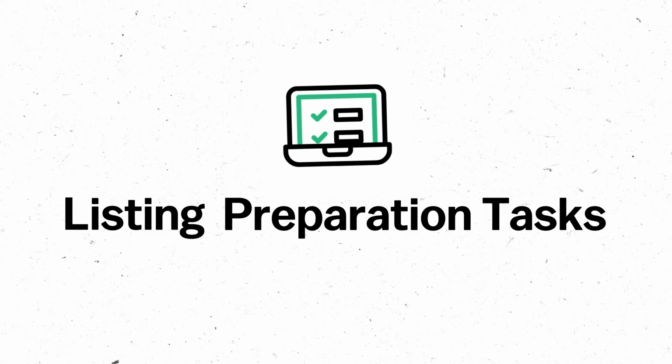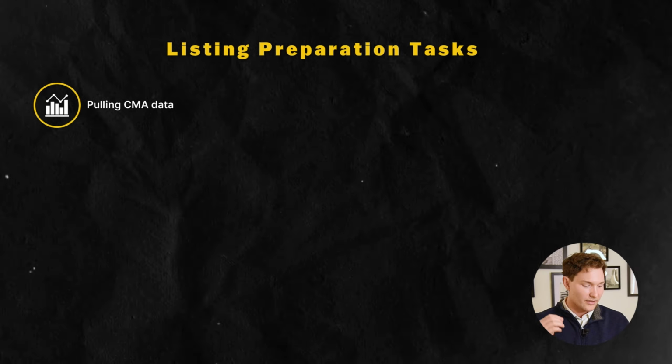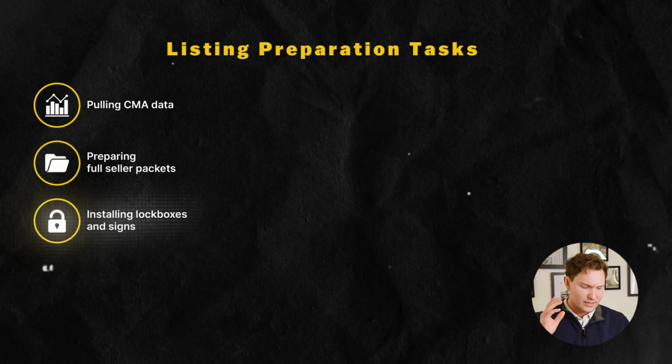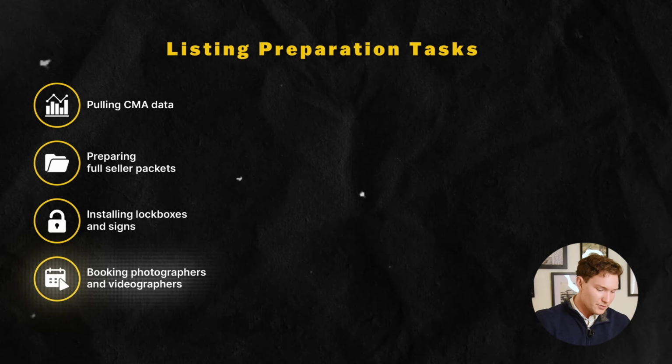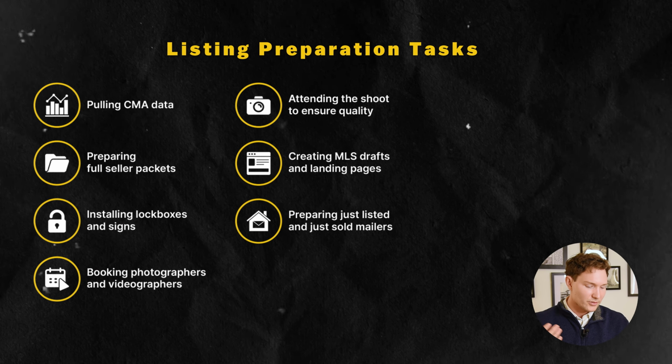The next thing they can do is listing preparation tasks. So now what we're gonna have them do is buy back your time so you can focus on other stuff. They should be pulling CMA data. They should be filling out your seller package. They should be installing lockboxes, signs, booking the photographer, attending the photo shoot to make sure the quality is set up. You don't have to be at every photo shoot. You don't have to be at every inspection. They can prepare these mailers and these flyers.